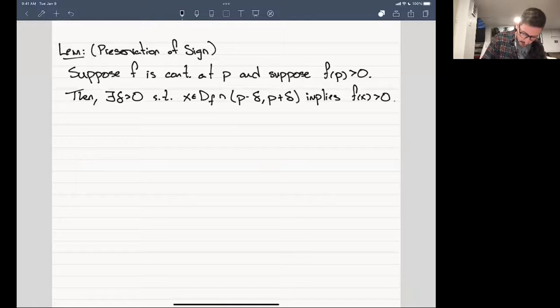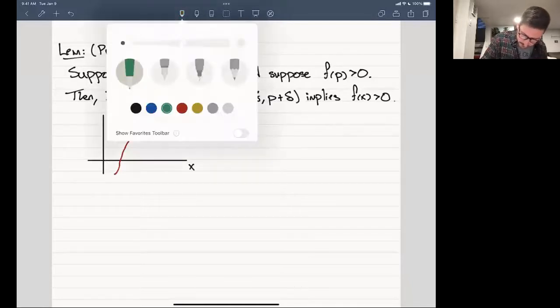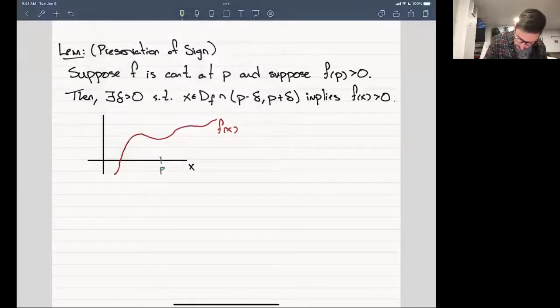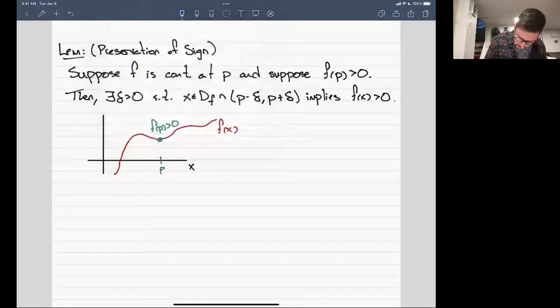And of course, you can very easily sketch this out. Remember, we think of continuous functions as functions we can draw without lifting our pencil. So maybe we have something that looks like this. This is my f of x function. Maybe P is right here, and f of P is clearly positive. Well, then there's a lot of wiggle room in the picture that I drew, but maybe we'll say this is my delta neighborhood. So this is P minus delta, and this is P plus delta, right?